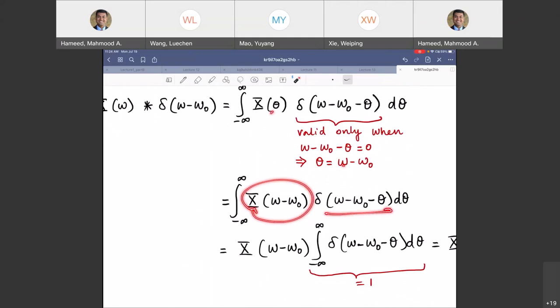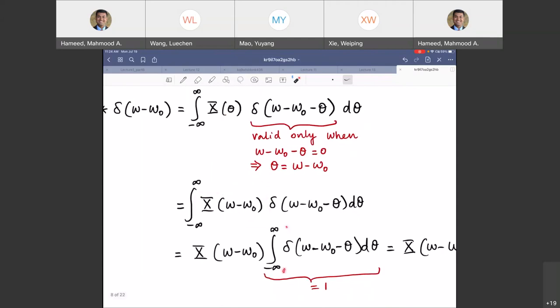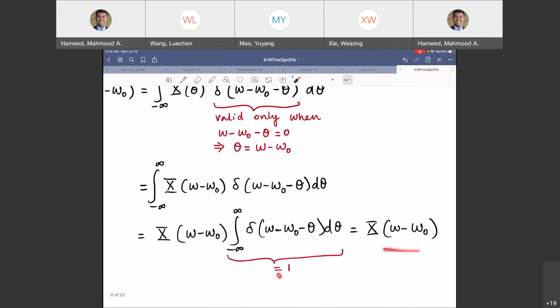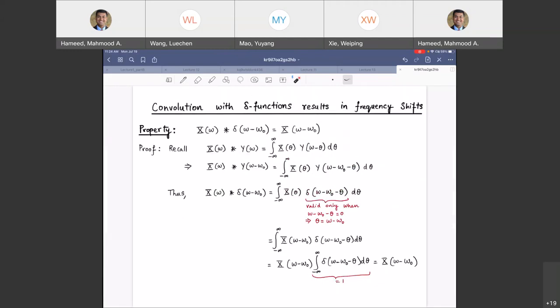Delta remains as is. This guy now doesn't depend on theta, so you can pull it out of the integral. The integral will only be over delta, and because it is from negative infinity to infinity, it will include the delta, which gives you one, and you're left with X of omega minus omega naught. All of this to say that when you take a Fourier transform of a signal and convolve it with an impulse at a particular frequency, you move that spectrum to that frequency. You move the entire X to that frequency wherever that impulse is.